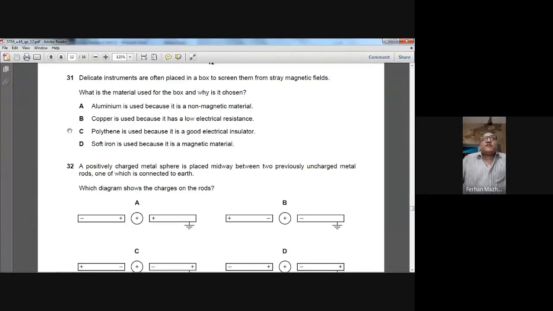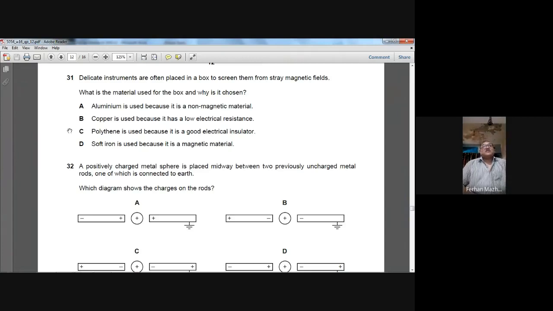Delicate instruments are often placed in a box to screen them from stray magnetic fields. What is the material used for the box and why is it chosen? It's a famous question. For screening, we always use soft iron because it's a magnetic material. It will not let the magnetic lines go inside that box. So D is the choice.